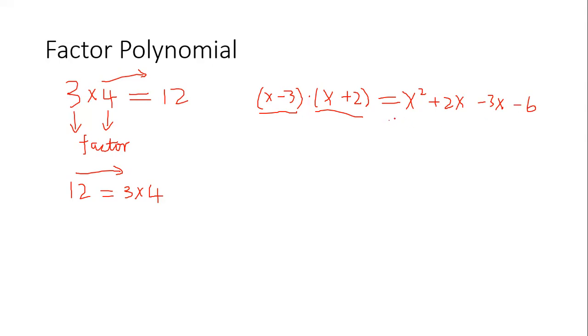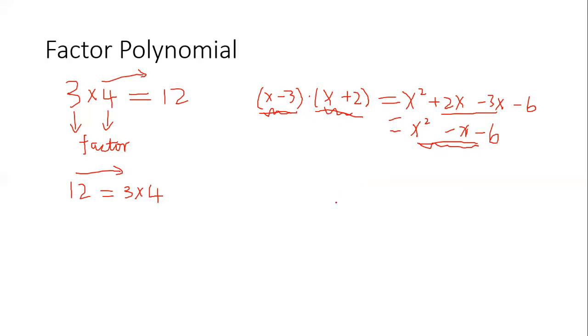Combine the like terms, so we get x squared, negative 1x, and negative 6. Positive 2x plus negative 3x is negative 1x. With different signs, we subtract the numbers and keep the sign of the bigger one. So we get x squared minus x minus 6. So when those two polynomials are multiplied, it becomes a higher order polynomial with more terms. That is called a multiplication.